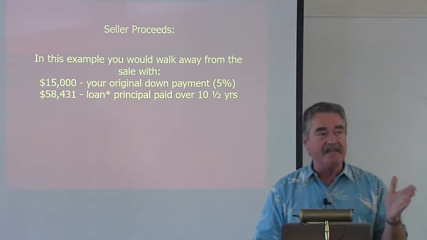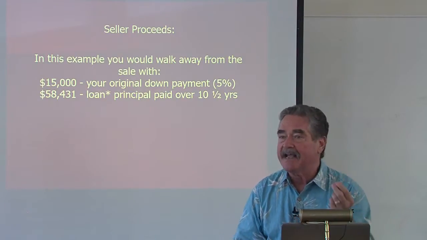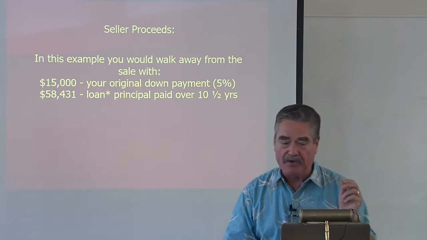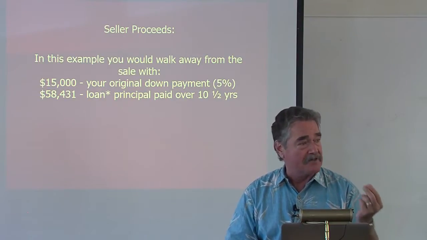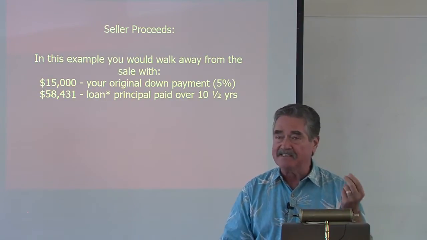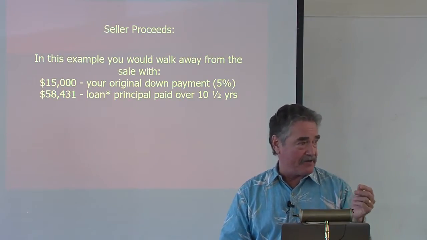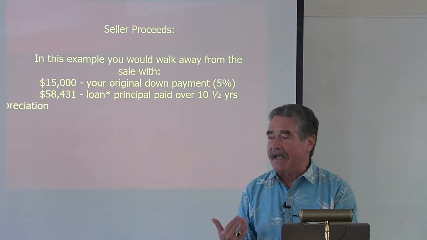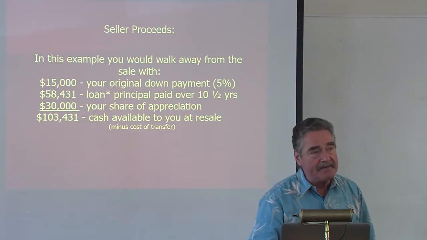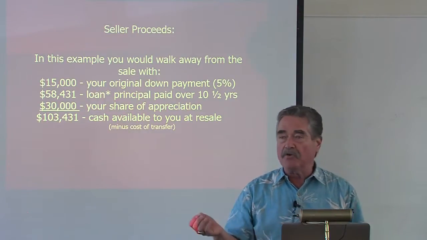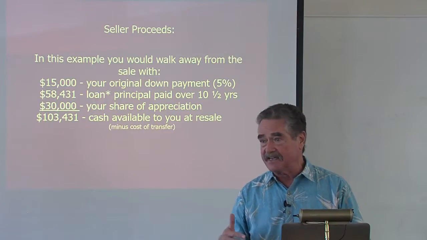Over the 10 and a half years, you created earned equity by paying down the principal balance of your loan, not the landlord's loan, of $58,431. That is the principal that you have paid over that period of time. So you get that back when you sell. And you get the $30,000 share of the equity, and for a total of $103,431 in this example.